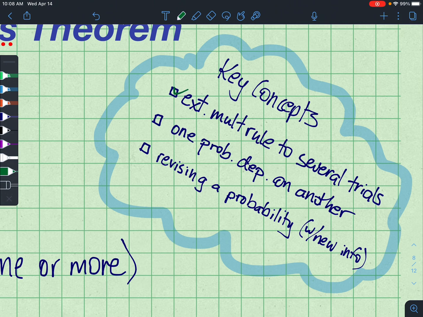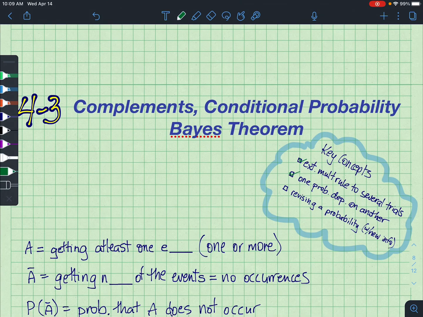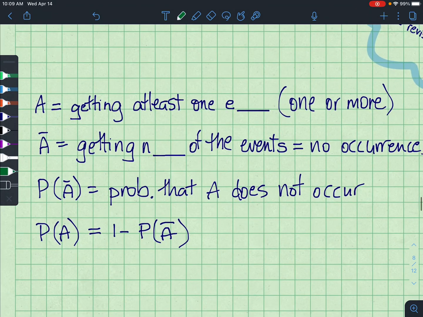So we'll only be covering this idea of the multiplication rule to several trials. So we're extending this, and then one probability that depends on another probability that already occurred. All right. Reminders of some things that we've talked about.